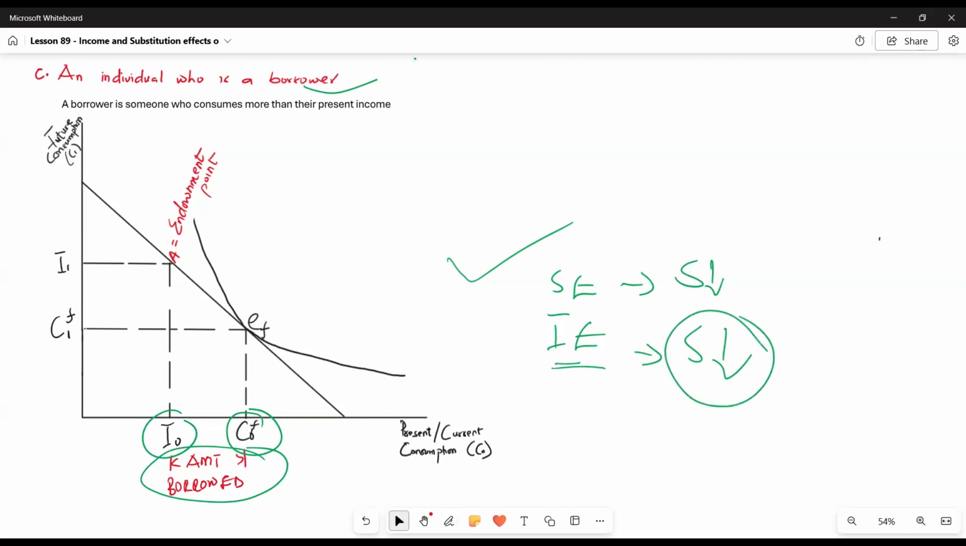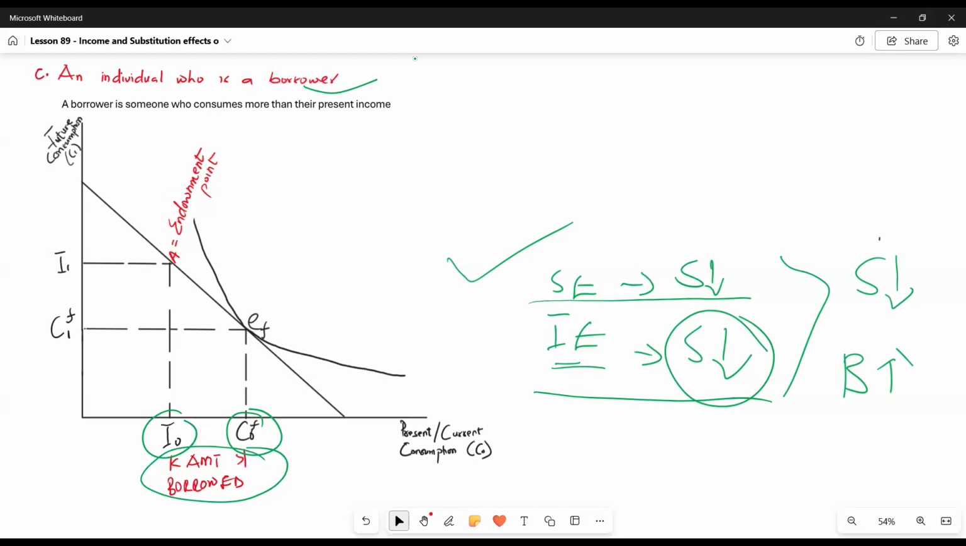So you can see that for a person who is a borrower, when the interest rate reduces, we have substitution effect reducing savings and income effect also reducing savings. So the net effect of this is such that savings are going to go down. So this is all that we have on our lesson on income and substitution effect of a change in interest rate for the life cycle model.